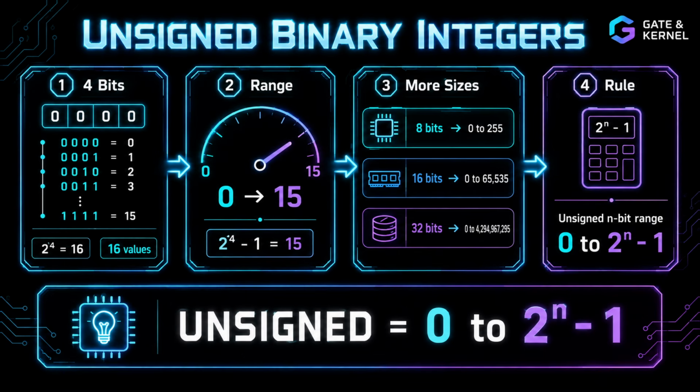Chapter 14. Unsigned binary integers. An unsigned integer represents only 0 and positive values. With 4 bits, the range is 0 through 15. With 8 bits, it is 0 through 255. With 16 bits, it is 0 through 65,535. With 32 bits, the maximum is 4,294,967,295. The rule is always 0 through 2 to the power of n minus 1.